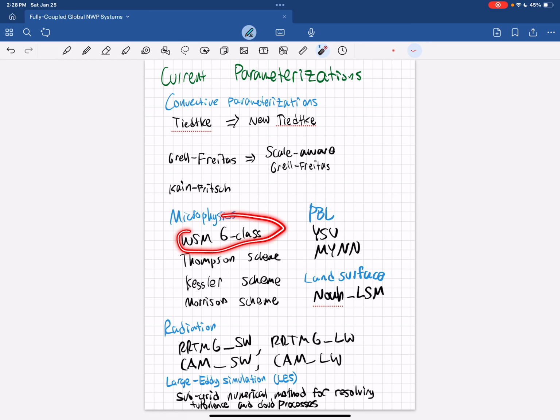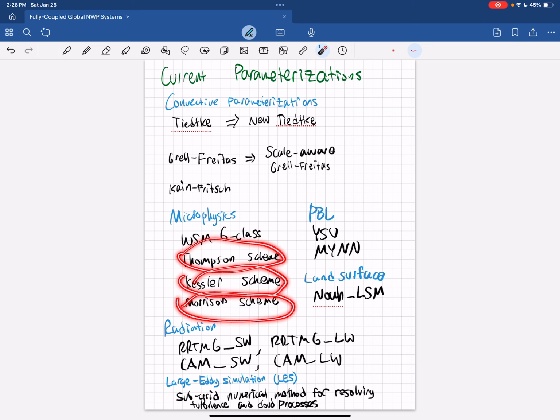Microphysics, there's WSM6 class, Thomson scheme, Kessler scheme, and Morrison scheme. I personally like Thomson and Morrison. Planetary Boundary Layer, there's YSU and MYNN. Land surface, we already talked about NOAA, LSM. Radiation, again, we already talked about RRTM, GSW, and LW, but there's also one called CAM, SW, and LW. This is a community atmospheric model.